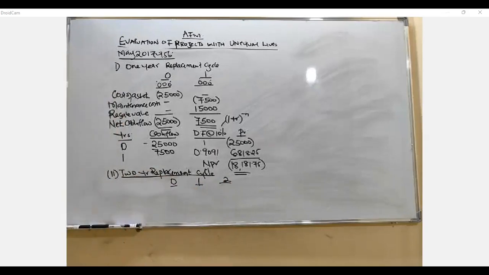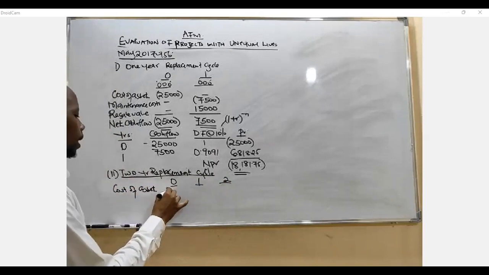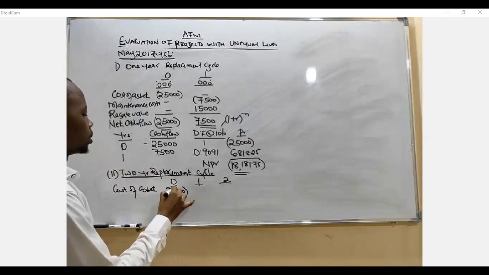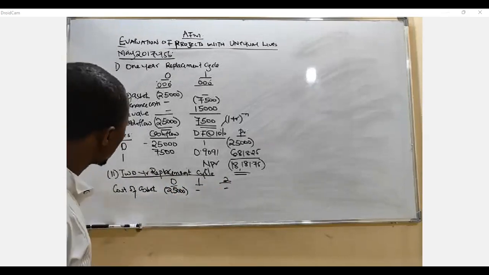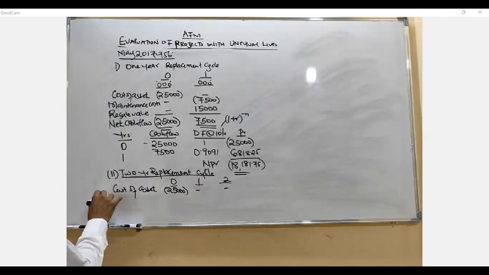Then let us look at the cost of the asset. You just repeat what we have done up there. So the cost of the asset only appears at year 0. Here it is dash and dash. Then we look at the maintenance costs.